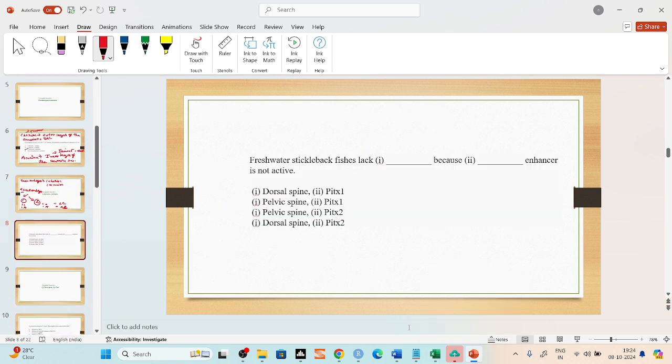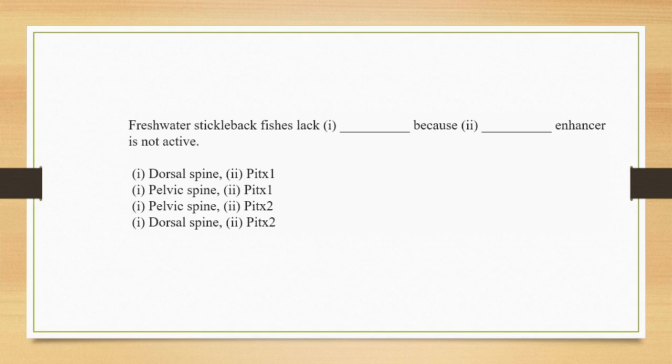Next question is, freshwater stickleback fishes lack dash because dash enhancer is not active. First, dorsal spine, PITX1. Second, pelvic spine and PITX2. Third, pelvic spine and PITX1. And fourth, dorsal spine and PITX2.